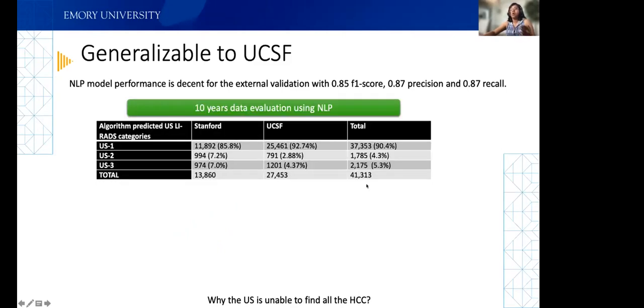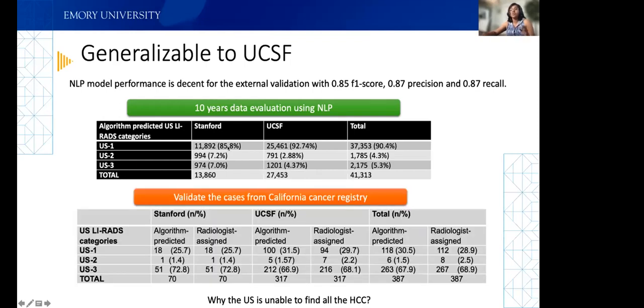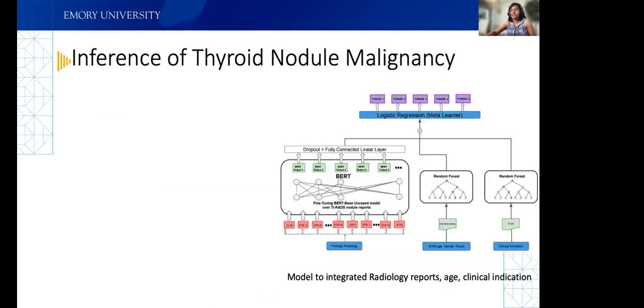Similarly, we also annotated the 10 years of ultrasound data from UCSF, and we see a similar distribution as Stanford for the 3 categories, ultrasound 1, 2, and 3. Then we also compared the NLP model with the radiologist-assigned performance, and we clearly see that the performance was quite high for the cases where the patient appeared in the California Cancer Registry. The NLP and radiologist performance was quite similar. So actually the NLP performed quite high for predicting the LIRADS score efficiently.